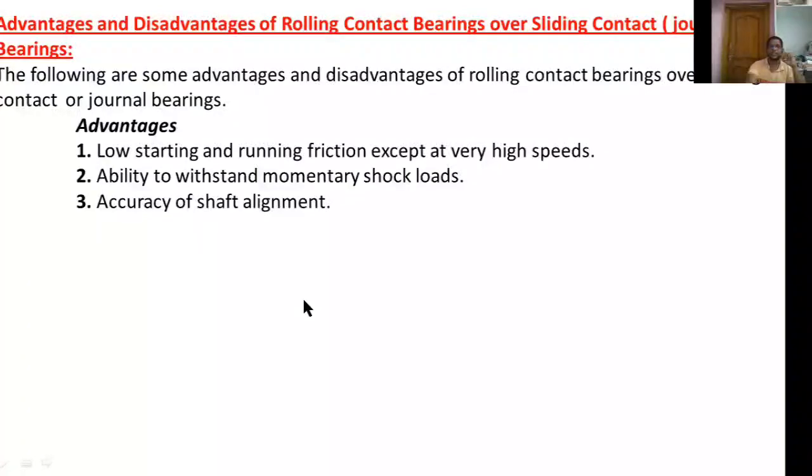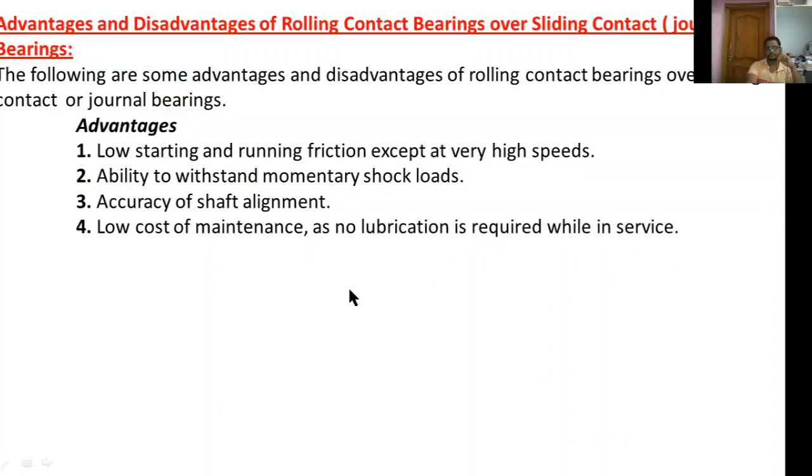These ball bearings or roller bearings have high accuracy of shaft alignment. That's why they are widely used in our mechanical machinery. The cost of ball bearings and roller bearings is also less as compared to journal bearings, and their construction is very easy. That's why the cost of ball bearings is very low.